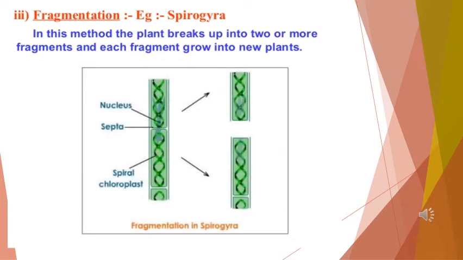Let us understand the third method of reproduction, that is fragmentation. In this method, the plant breaks up into two or more fragments and each fragment grows into a new plant. As the name suggests, fragments grow into new plants, so that's why it's called fragmentation. This is generally observed in Spirogyra. You can see in the picture how one Spirogyra breaks up into the fragments and each of this fragment will develop into a new organism.